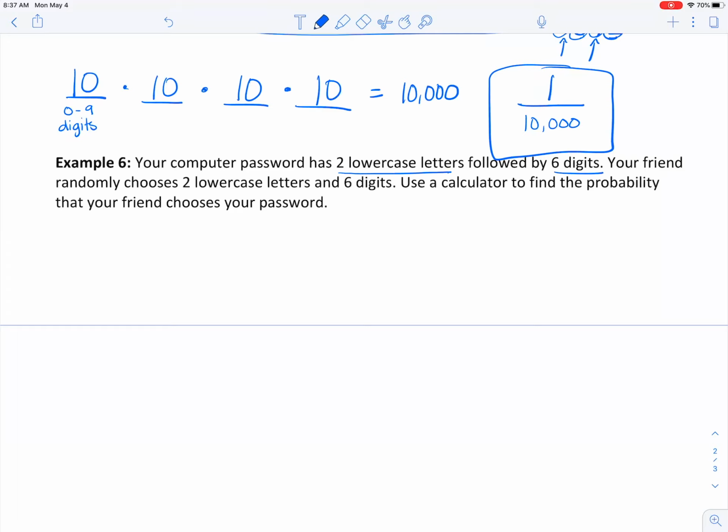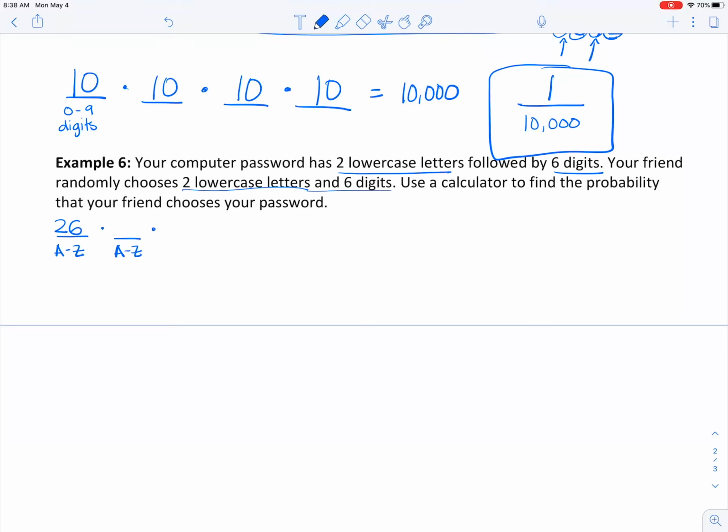Example 6. Your computer password has 2 lowercase letters followed by 6 digits. Your friend randomly chooses 2 lowercase letters and 6 digits. Use a calculator to find the probability that your friend chooses your password. So we have to think about this. Your computer password has 2 lowercase letters. So in the alphabet, there are 26 letters from A to Z.